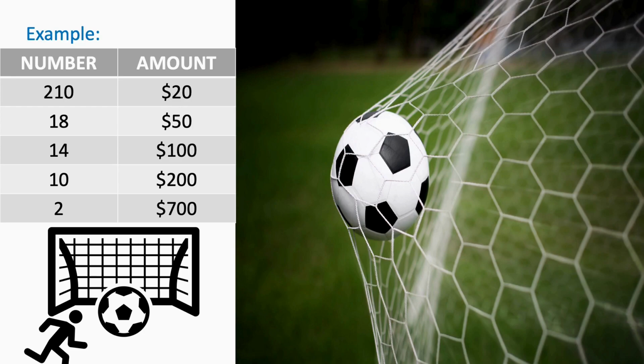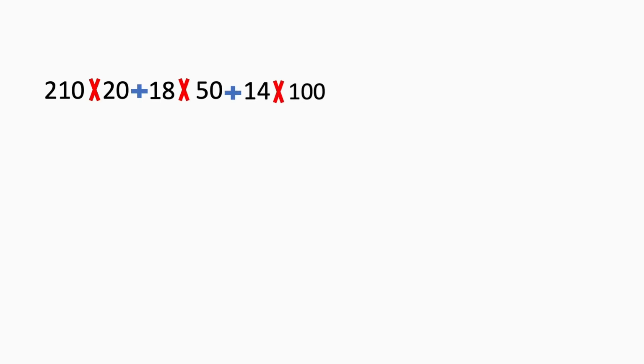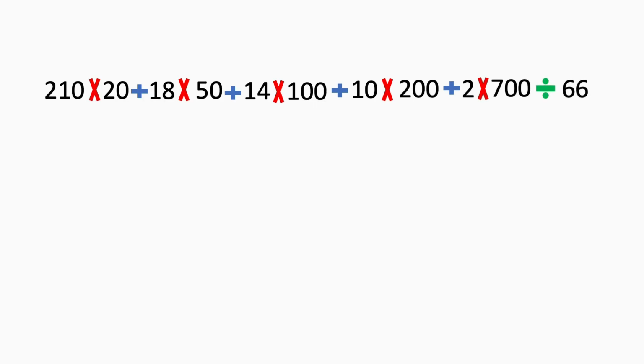How much money do you think we can spend for each student? First, we want to know how much money has been collected, and in the next step, we want to divide the collected amount among 66 students. So, our operations will be written like this. 210 times $20 plus 18 times $50 plus 14 times $100 plus 10 times $200 plus 2 times $700. Then divide it by 66.